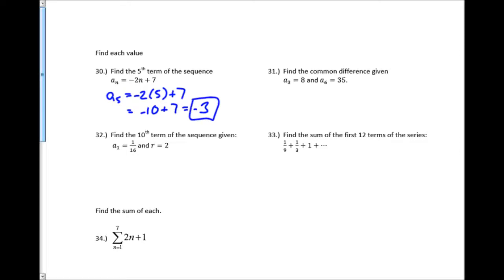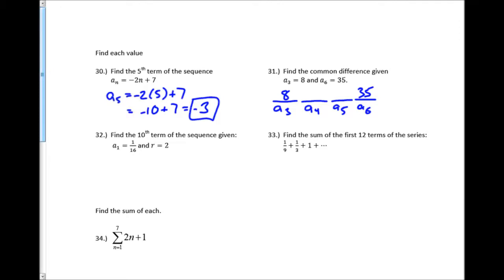On the next one, I'm given a sub 3 here, and I want to find the common difference. I'm given a sub 3, right here, is an 8. A sub 4 I don't know, a sub 5 I don't know, and then a sub 6 I'm given as a 35. And there's a couple ways I can do this.